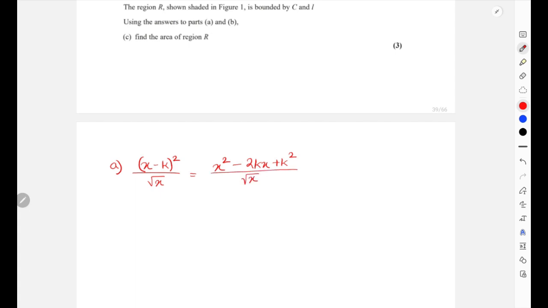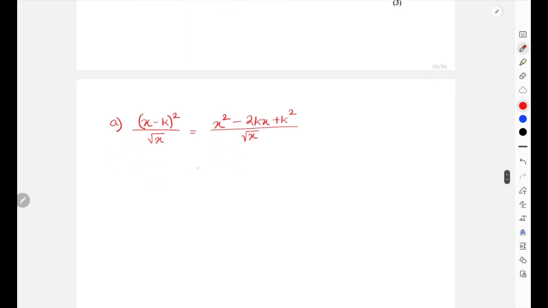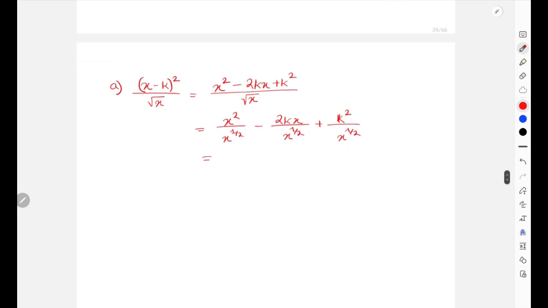Now using this, I can simplify the denominator, which is going to be x power 2 divided by x power half, and then 2kx divided by x power half, and then k square divided by x power half. After this again we are going to do the same procedure. 2 minus half is x power 3 by 2, and then minus 2k x to the power of negative half, and then k square x to the power of negative half. So this is going to be 1 minus half, so this is going to be positive half over here, right? Yeah, okay, this is correct.